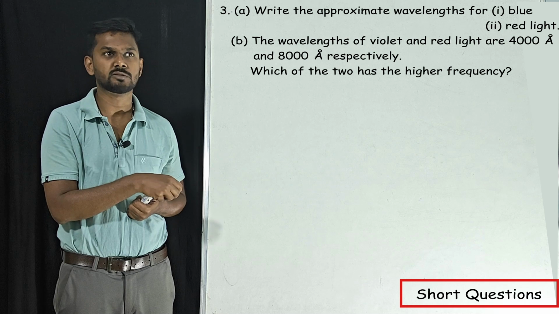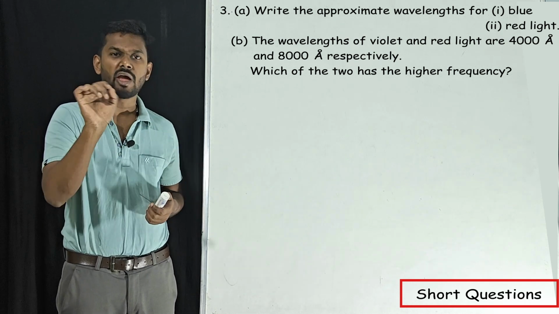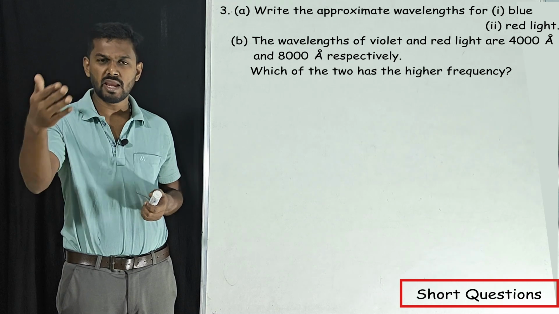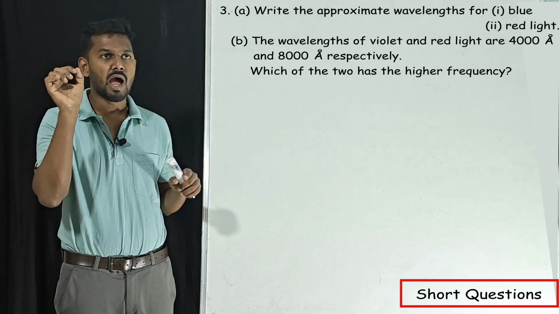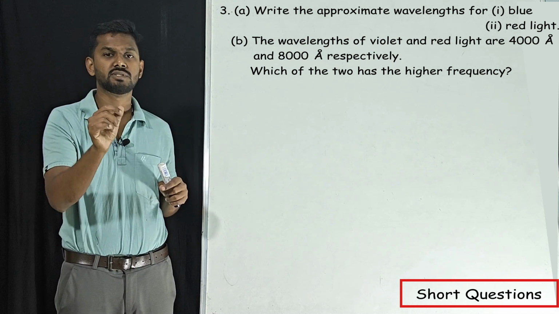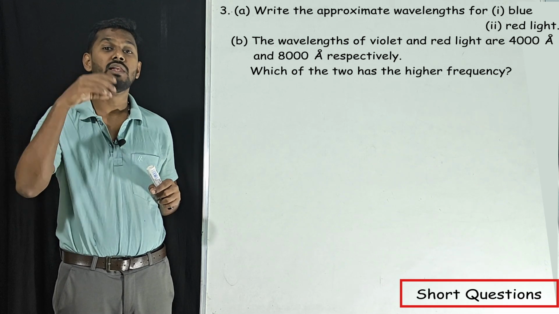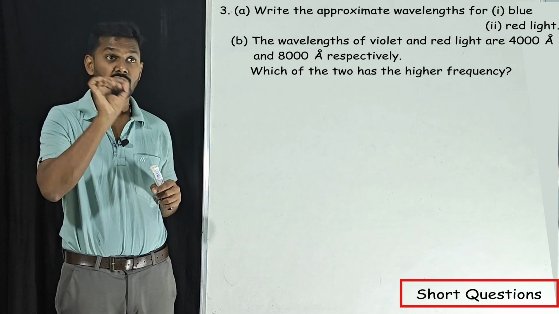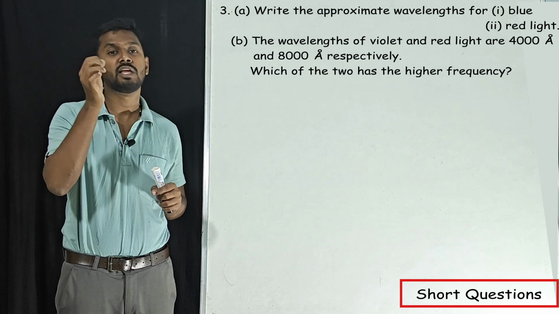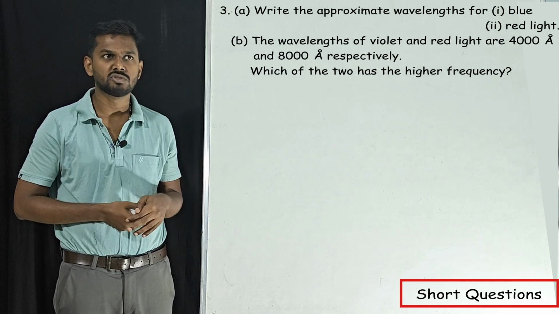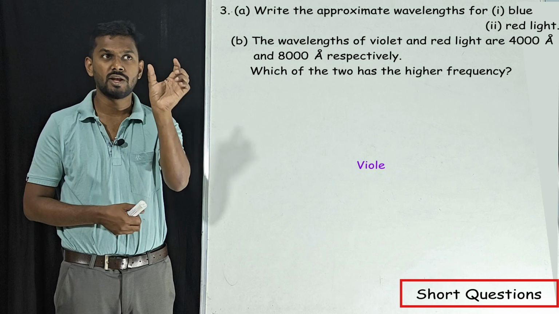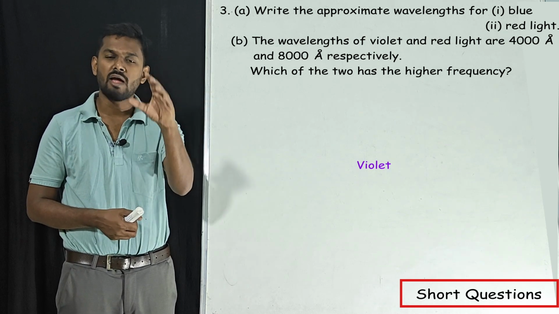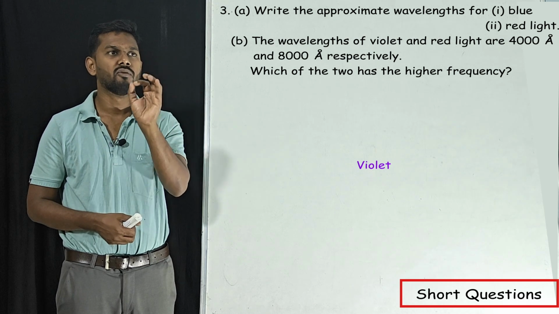See, these kinds of questions you can expect. The values they will give you, you don't have to remember. Here violet and red color, 4000 Angstrom and 8000 Angstrom, these are the wavelengths. Which has the highest frequency? The color which has the least wavelength will have the maximum frequency, because wavelength and frequencies are inversely proportional. So the answer is violet, because violet has minimum wavelength, that is 4000, compared to red color. So definitely it will have higher frequency.